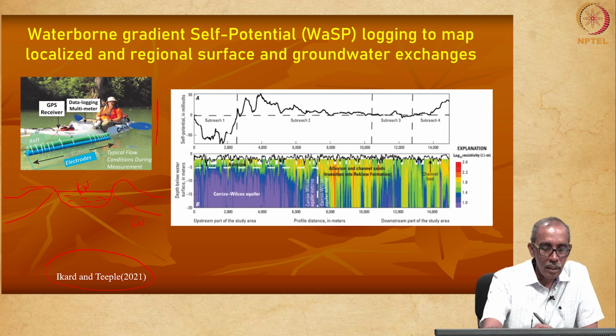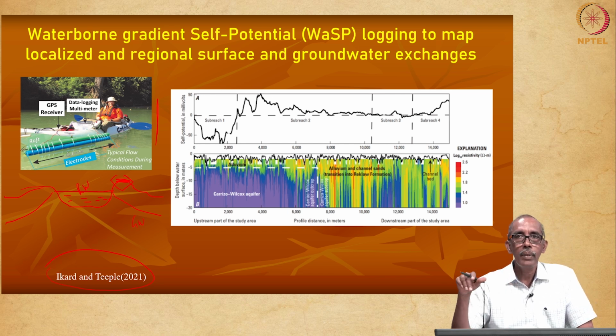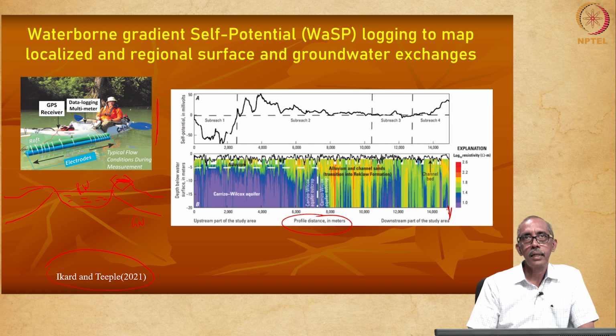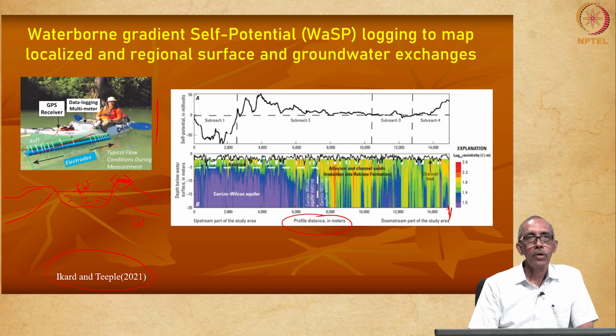By making measurements along the bank of the river, as you can see here, they have carried out a profile for several kilometers, right. Here the scale is given in meters, so this itself is almost 15 kilometers. Along the bank, the survey was carried out by electrical potential. Here too, they have deployed a new technique of waterborne gradient. That means the electrodes are attached to a boat and then we measure the potential difference between this and the electrode that is moved on the bank of the river.